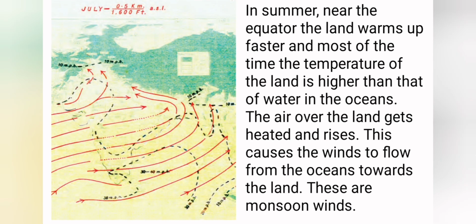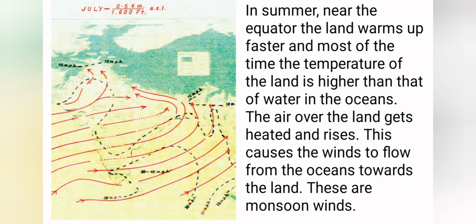So now what happens in summer? Near the equator, the land warms up faster. Most of the time, the temperature of the land is higher than that of water in the oceans, right? So the air over the land gets heated and rises. This causes the winds to flow from the ocean towards the land, that you can see in this image. Red arrows towards the land side from the ocean.